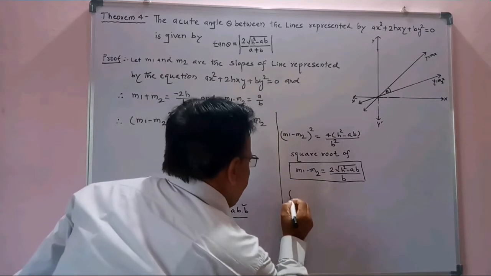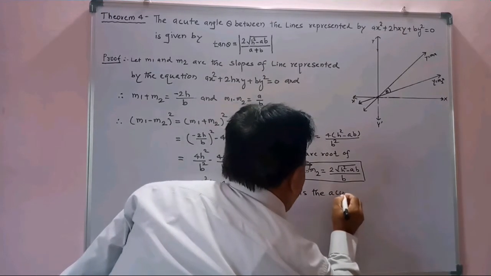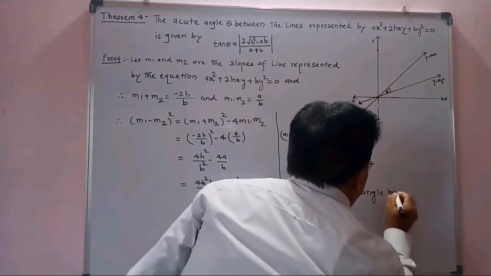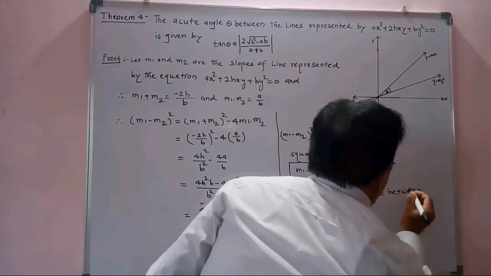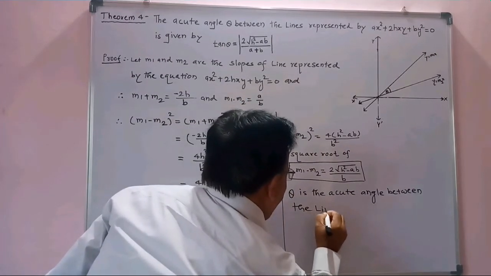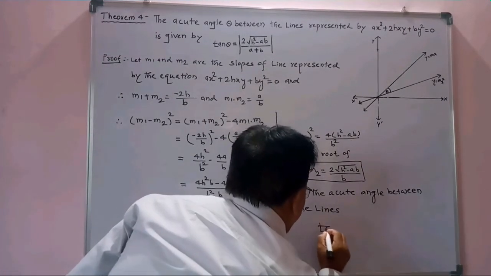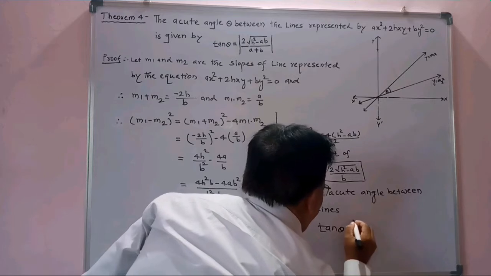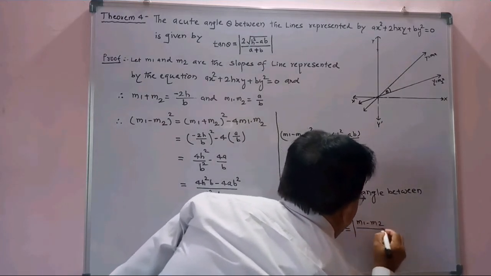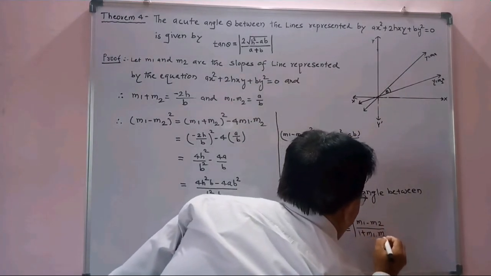Therefore theta is the acute angle between the lines, tan theta equal to mod of m1 minus m2 divided by 1 plus m1 into m2.